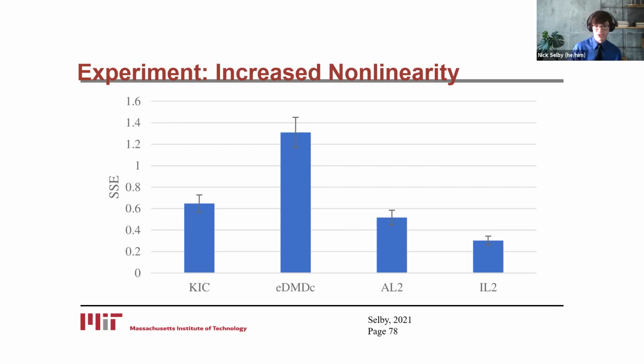AL2 and IL2 achieve the lowest sum squared tracking error. And for me, this graph is the core result of this contribution. In the presence of extreme nonlinearity, when no other algorithm is capable of causally filtering and linearizing a dynamical system, the AL2 and IL2 algorithms perform substantially better than the state of the art.